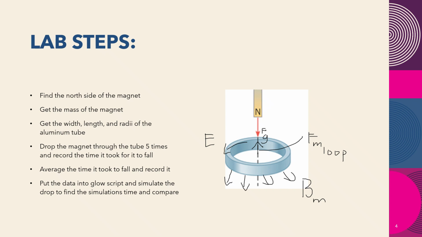So the diagram on the right would be the free body diagram. The force of gravity is pushing the magnet down, and you can see here the magnetic force is being produced by the magnet. This causes an induced current going counterclockwise, and that creates a magnetic field from the loop that goes upwards to oppose it.